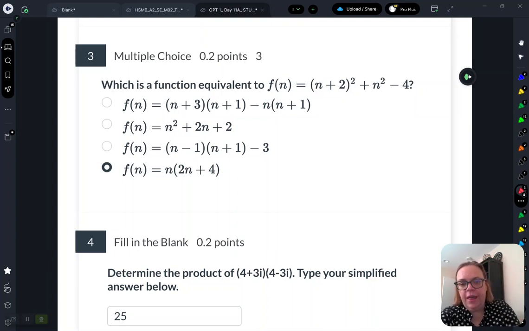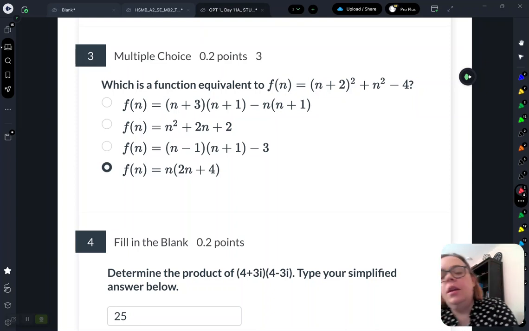Okay. Number 3, which is a function equivalent to f of n is equal to n plus 2 quantities squared plus n squared minus 4. So we are given all these different functions in different forms, and basically we need to identify if they're equivalent to each other. And the easiest way to do that is to FOIL, multiply, expand binomials, do all the distribution, combine like terms to the point where they're simplified, then we can compare them.